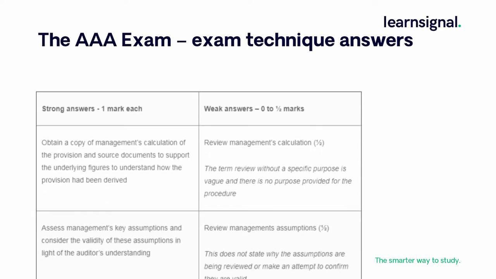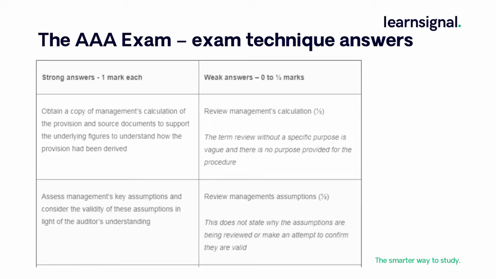Here's an example of a strong answer and a weak answer. This could be the difference between no marks and 2 marks in an exam that could easily make your 49 a 51. Note that in both answers there is action taken and an outcome targeted of what will be done, such as obtain a copy of the calculation and the source documents to understand the calculation. This is a massively more comprehensive answer than just reviewing the management calculation. It provides no idea of how to go about getting the information or what you do when you get it.